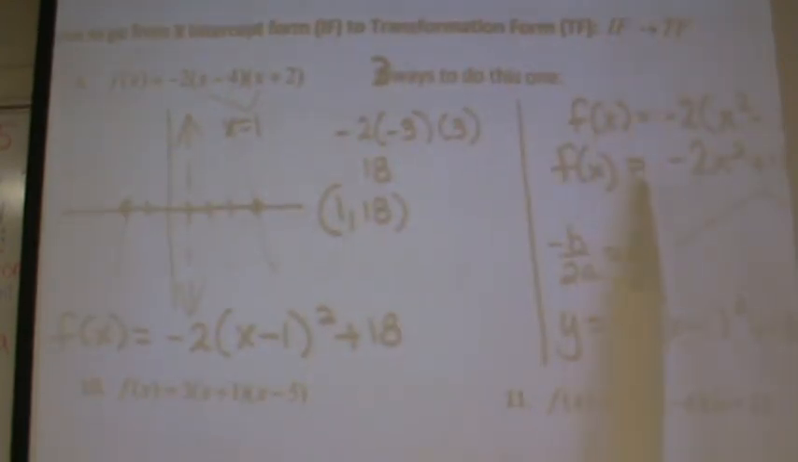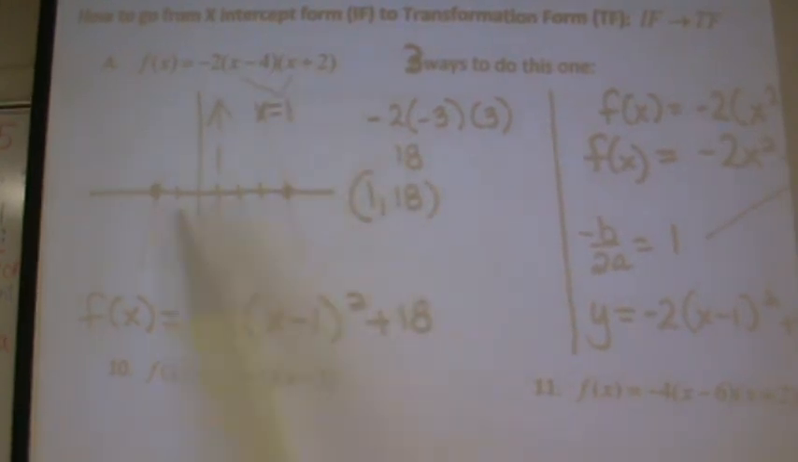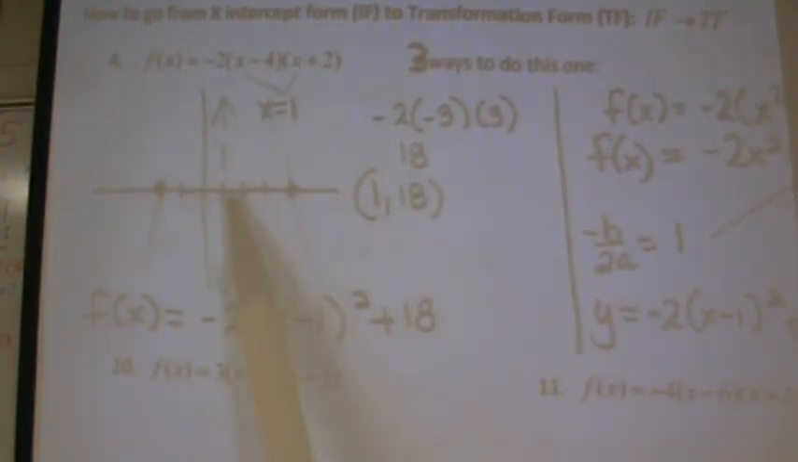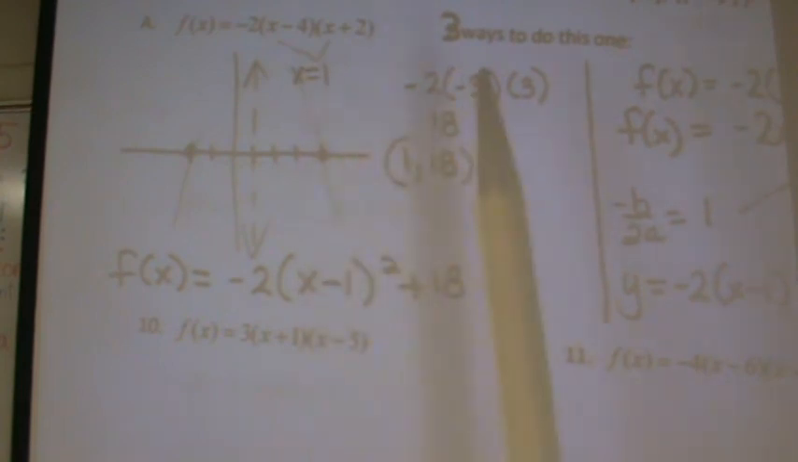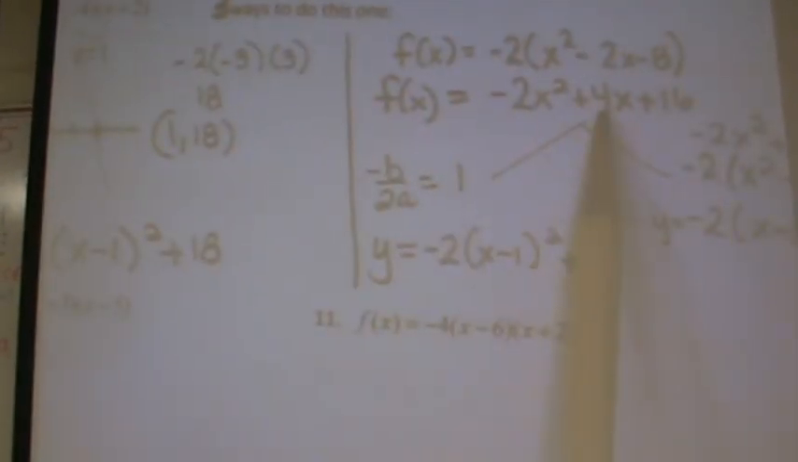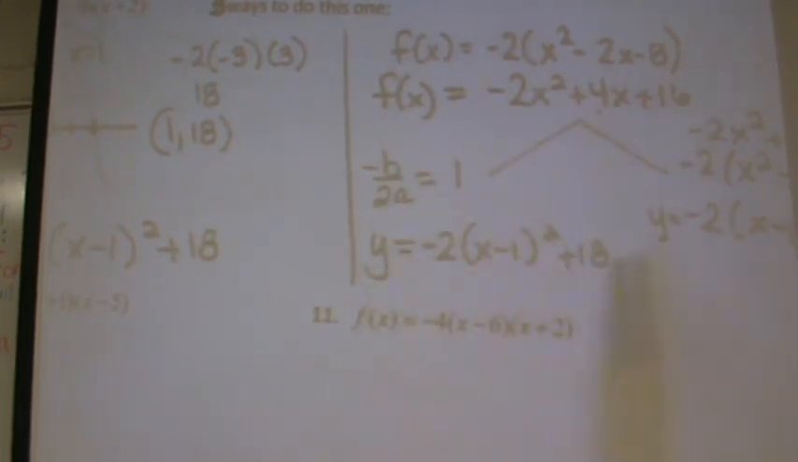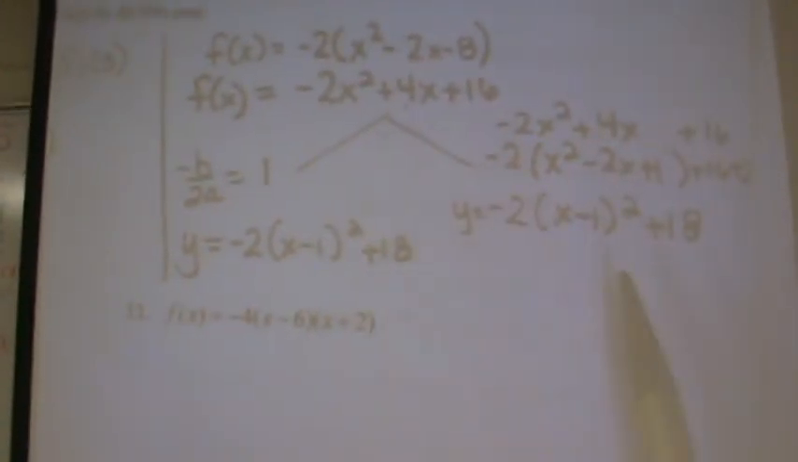So, how do you go from x-intercept form to either polynomial form or transformation form? Well, if you want to do it this way, I don't care. Now be careful. Sometimes you might have to get a number like a half for the axis of symmetry. That happens. Or you could factor that out and use the two methods that we did in, I think it was the second example. Okay, is it starting to connect?